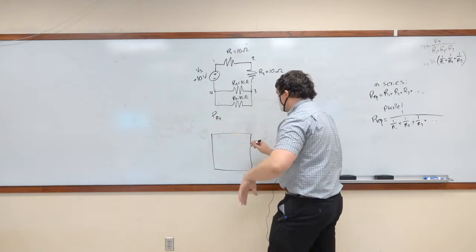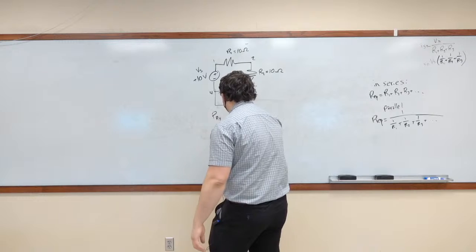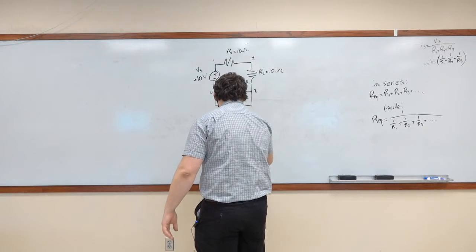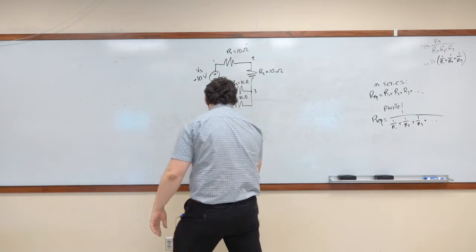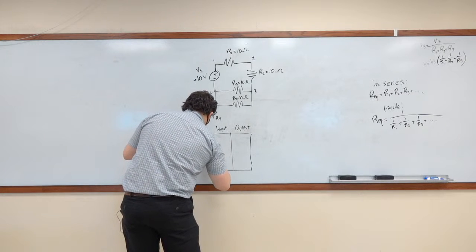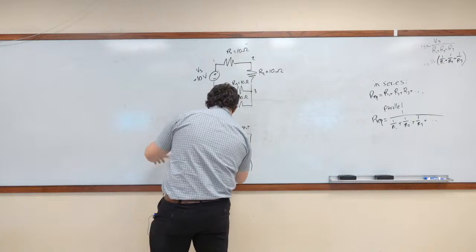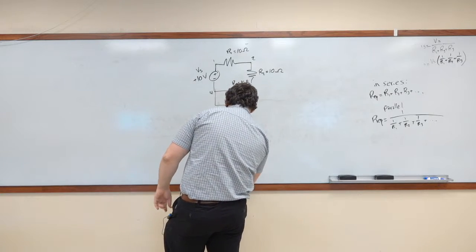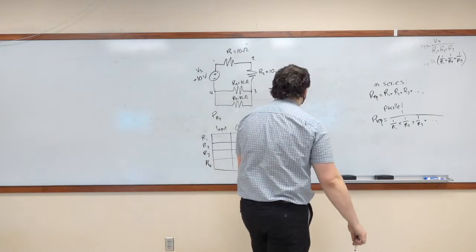Okay, we're going to create a chart, and this chart is going to be inputs, output. We got four resistances. We already put this chart up once. R1, R2, R3, R4. What is the input to R1? What node feeds the input to R1?